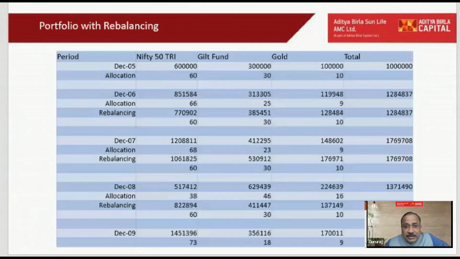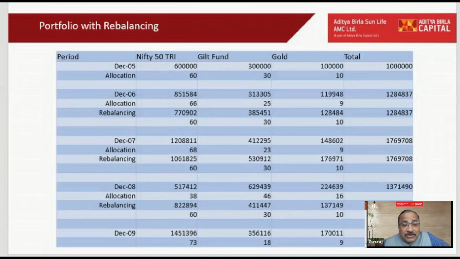What is rebalancing? Whenever it goes above that 60, I bring it back to 60. That is what we are doing here, rebalancing. It became 66, so I brought it down to 60. What it means is I will sell some portion of my equity and put that money into debt. So if you have done this rebalancing, you can see in December 2008, the loss is only 38%, whereas there it was 53%. And overall, instead of 17 lakhs, you have got 19 lakhs.